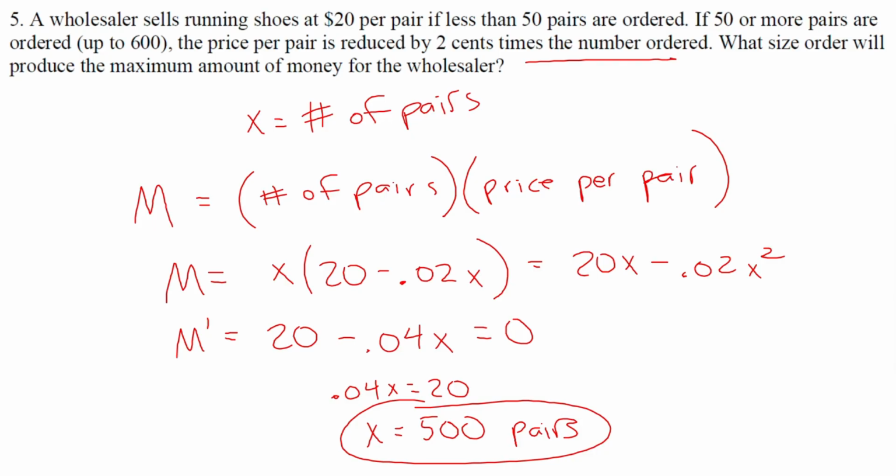We will prove that it is a maximum, right? In this case, it's really easy to take a second derivative, so I'm just going to do that. M double prime is equal to negative 0.04. That's less than 0, which means it's concave down, which means we have a max. Right? It shows us that it's a max. And that's it for that.